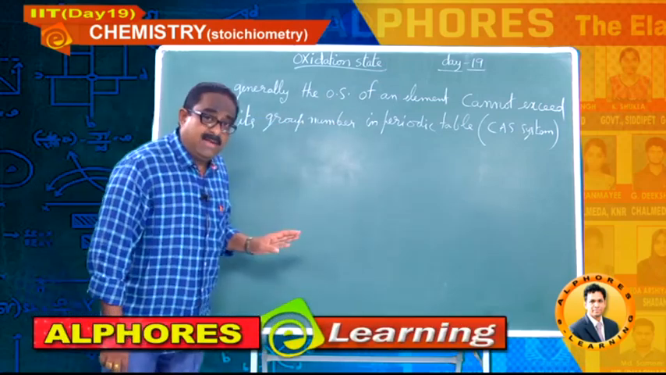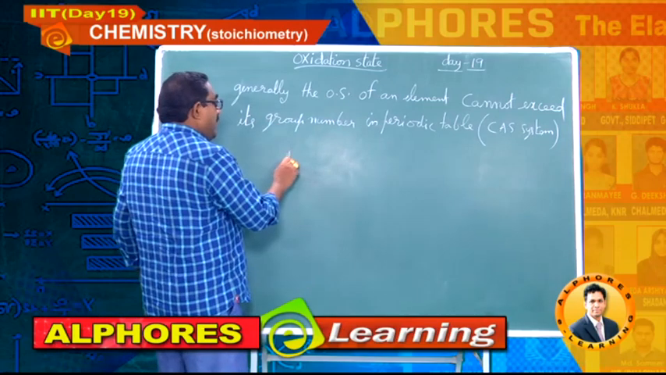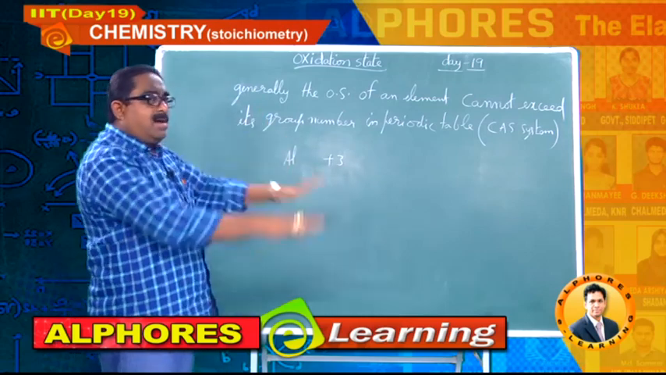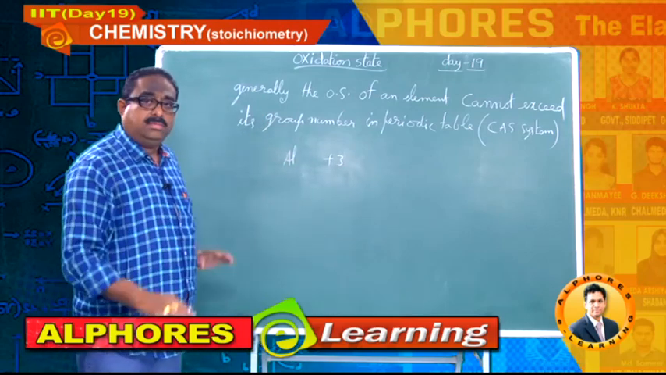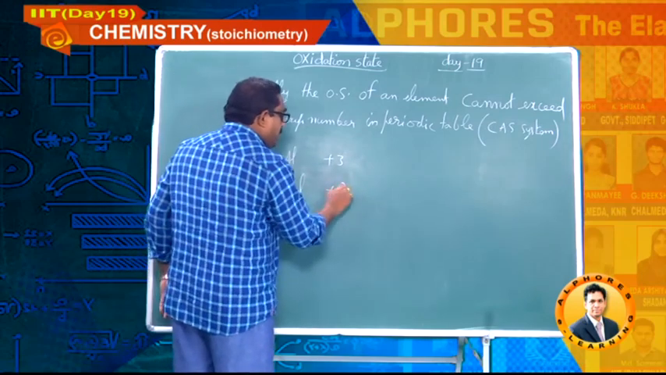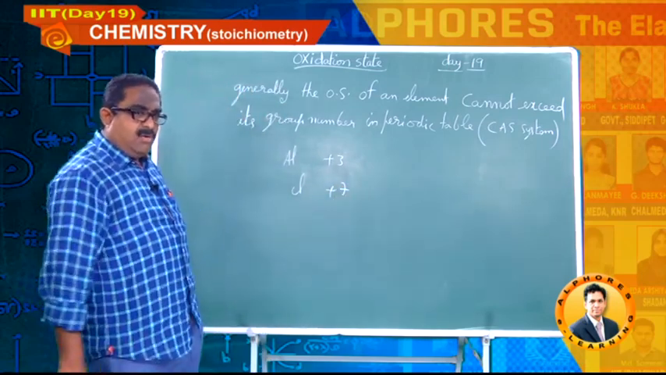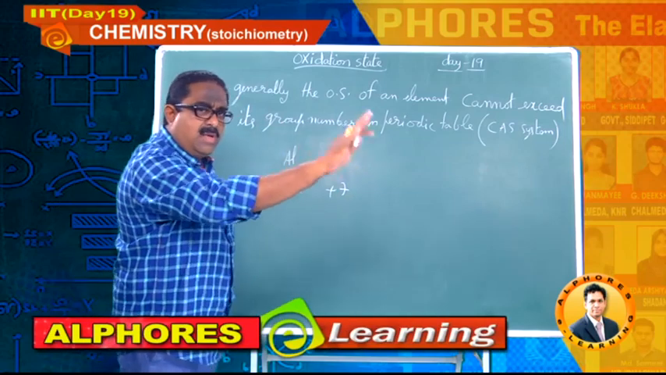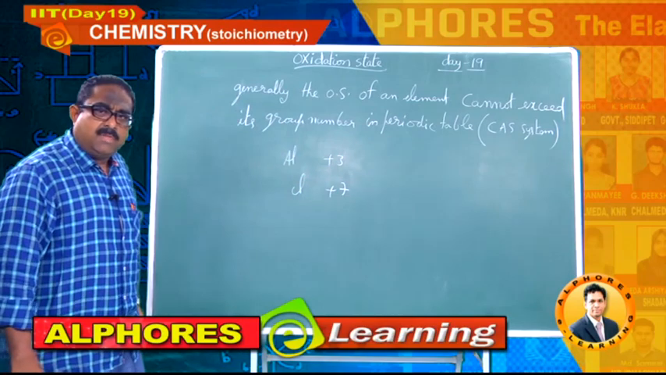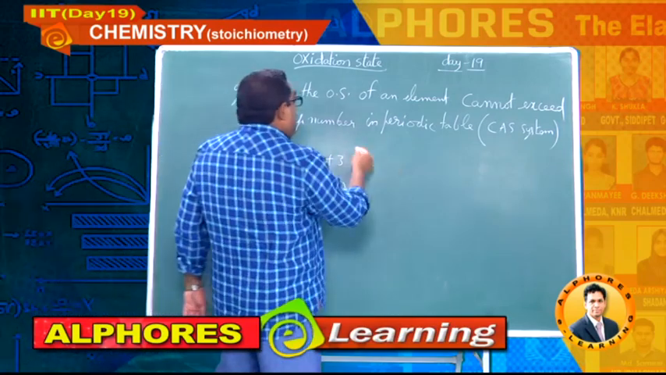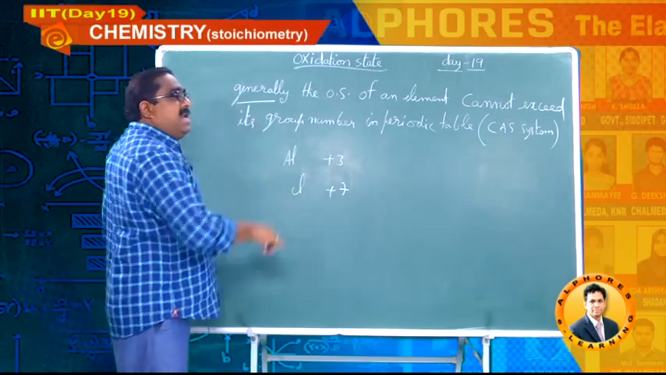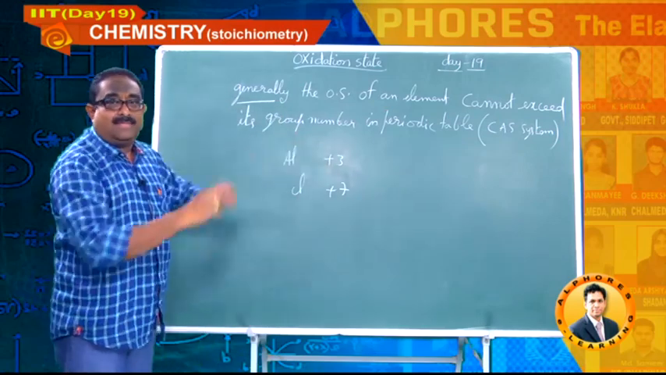Say for example, if you take aluminum, the maximum oxidation state is +3. It cannot exceed, no doubt. If you take chlorine, the maximum is +7 because it belongs to the 7th A group. Chlorine never exhibits more than +7. It is not possible. That is the meaning of this rule. But I have mentioned 'generally', which means exceptions may be there.